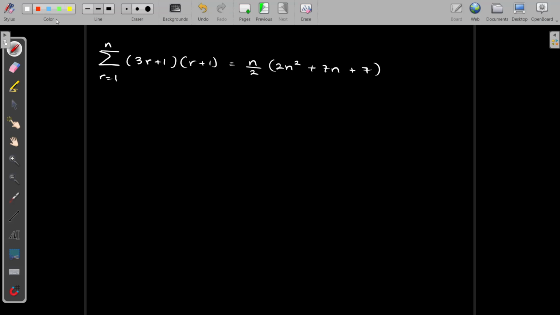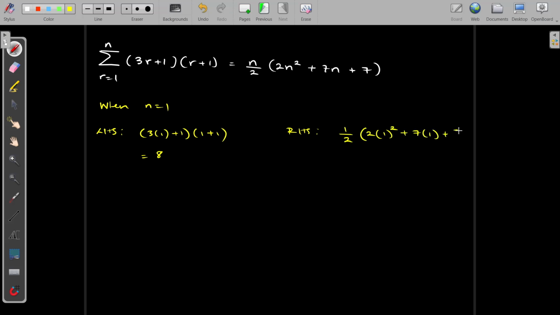So remember, the steps are quite repetitive. So when n is equal to 1, left hand side would give us, right hand side would give us, so left hand side is equal to right hand side. So true for n is equal to 1.